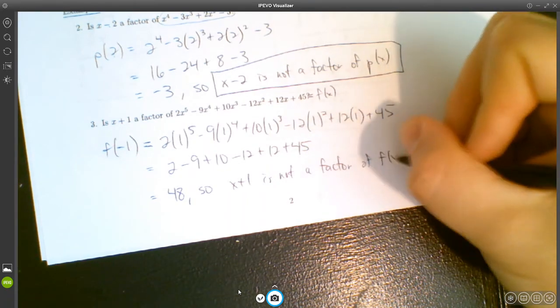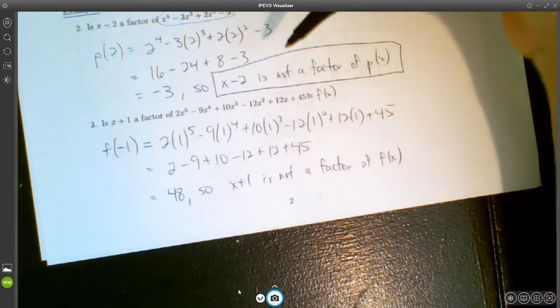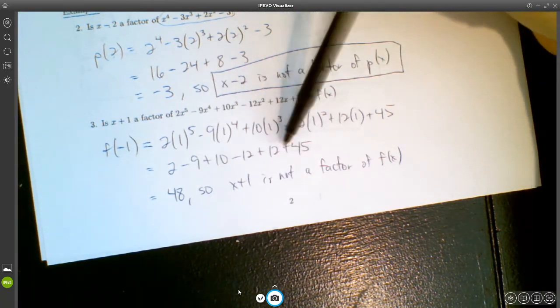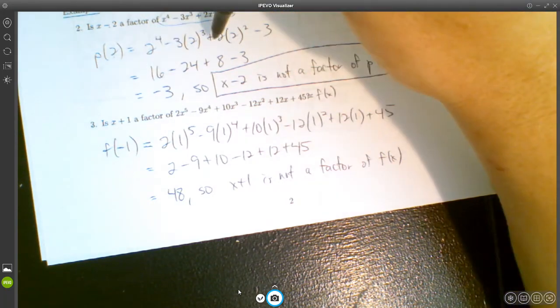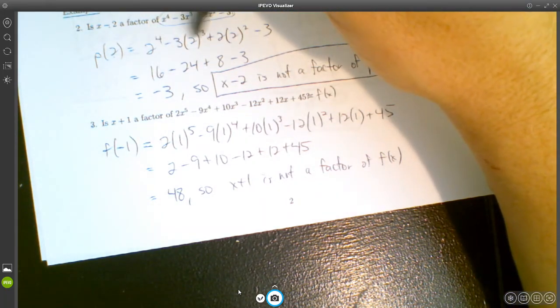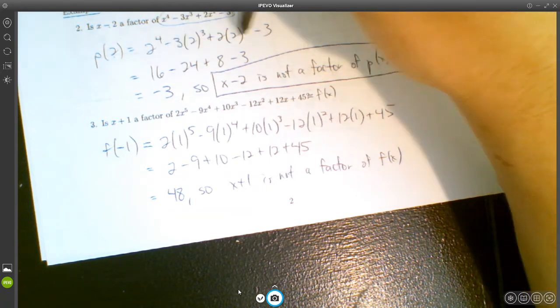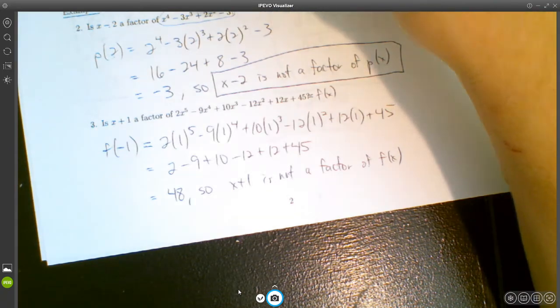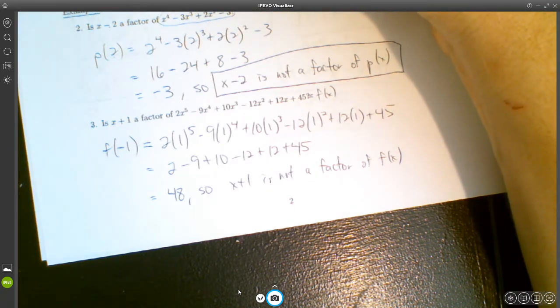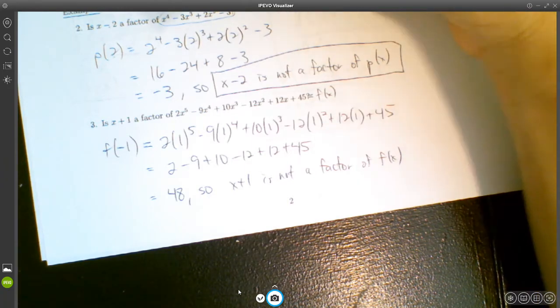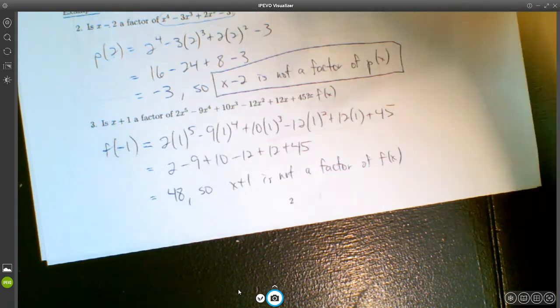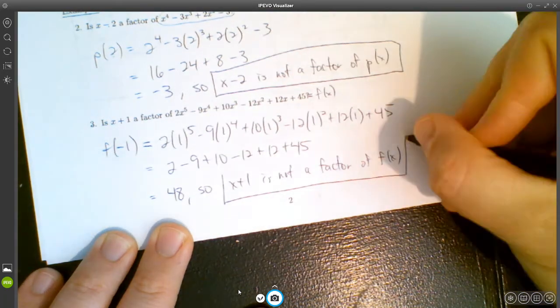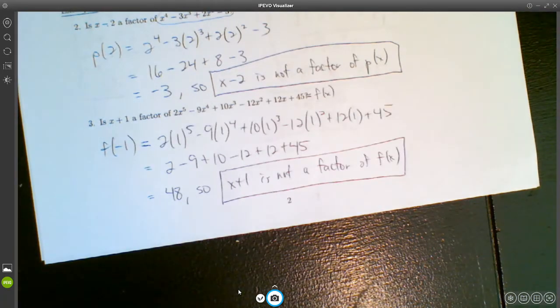So x plus 1 is not a factor of f of x. This makes me think that I must have made a mistake on number 2, because it doesn't seem like me to give you two examples where they're both not factors. So did I do something wrong here? 2 to the 4th is 16. 2 cubed is 8, and 8 times 3 is 24. 2 squared is 4. 4 times 2 is 8, and then minus 3. 16 minus 24 is negative 8. Negative 8 plus 8 is 0. Yeah, well, there you go. I don't know. I'm getting no in both places.